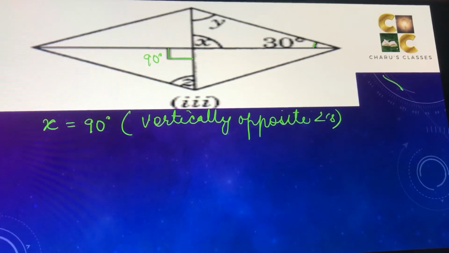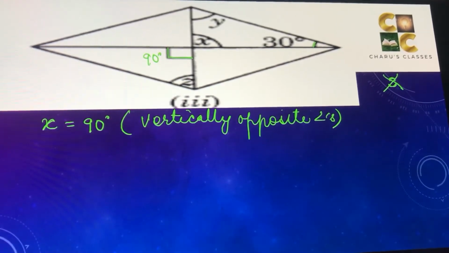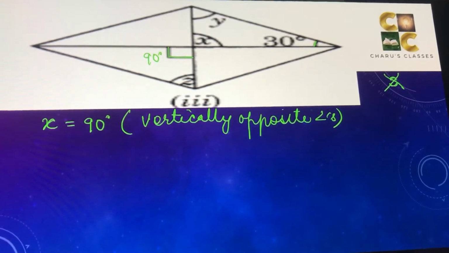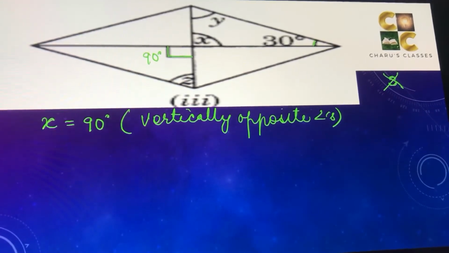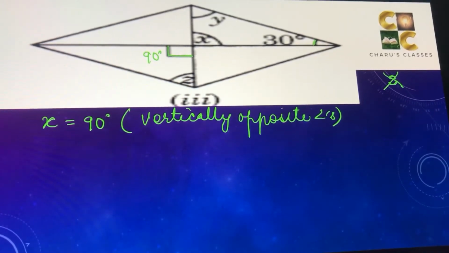Whenever two lines intersect each other, तो ये वाले जो दो angles होते हैं opposite वाले, they are known as the vertically opposite angles, and vertically opposite angles are always equal. So that gives us angle x as 90 degrees.